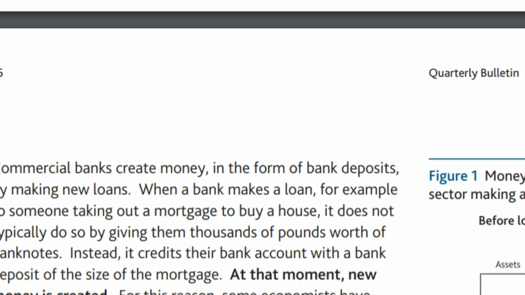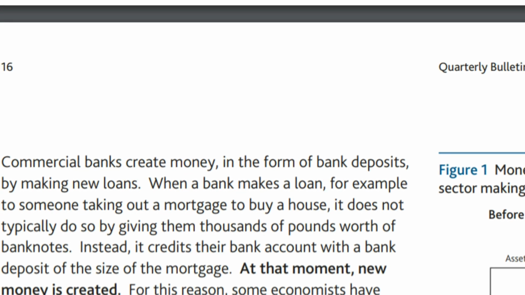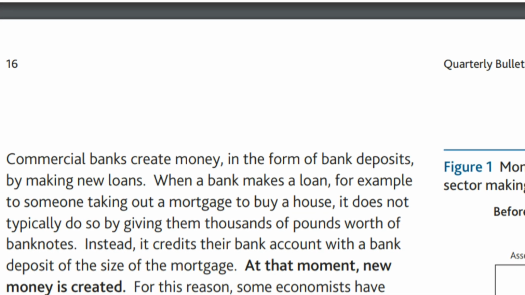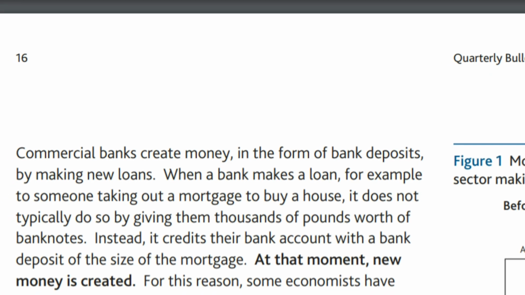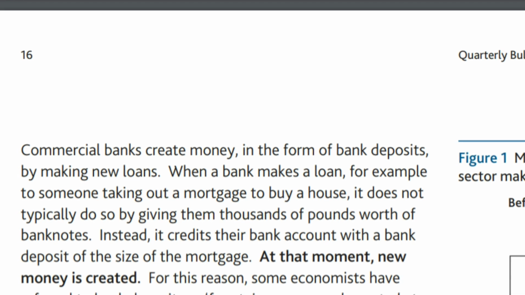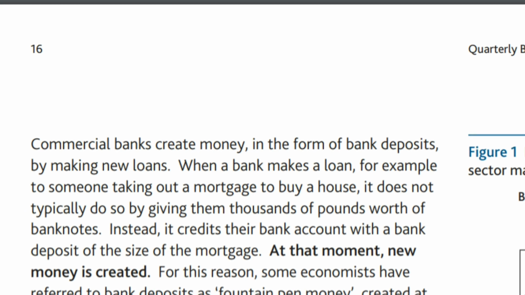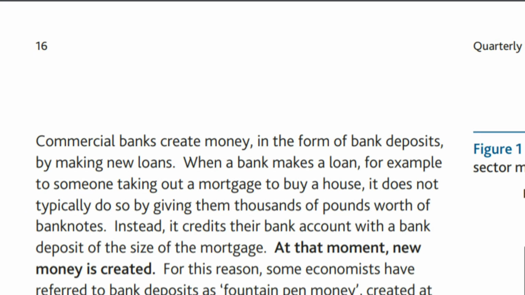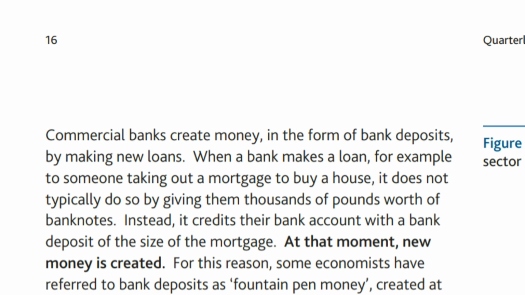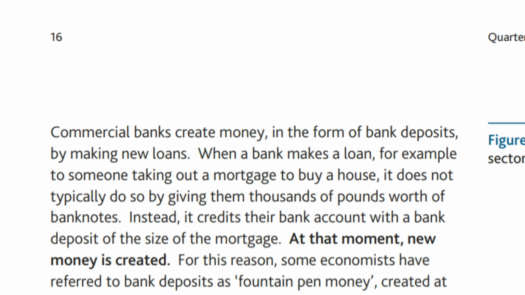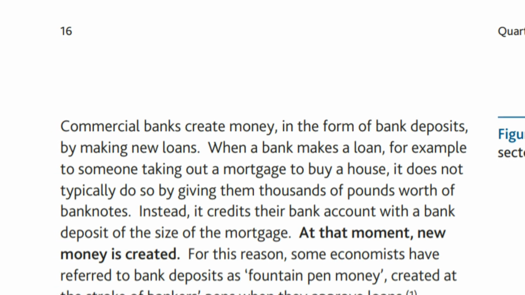When a bank makes a loan, for example, to someone taking out a mortgage to buy a house, it does not typically do so by giving them thousands of pounds worth of banknotes. Instead, it credits their bank account with a deposit the size of the mortgage. At that moment, new money is created. For this reason, some economists have referred to bank deposits as fountain pen money, created at the stroke of a banker's pen when they approve loans.